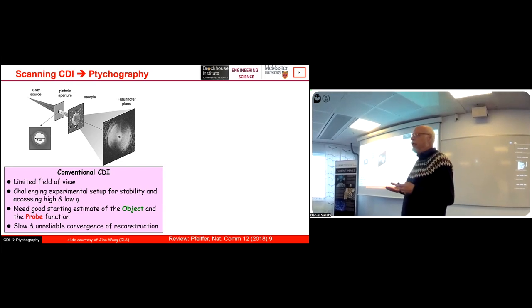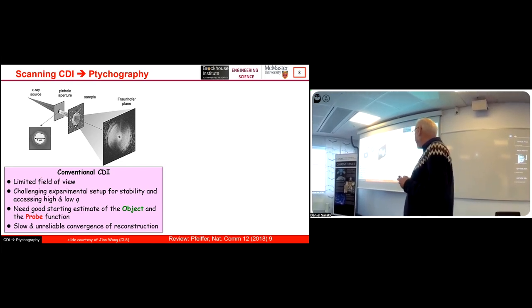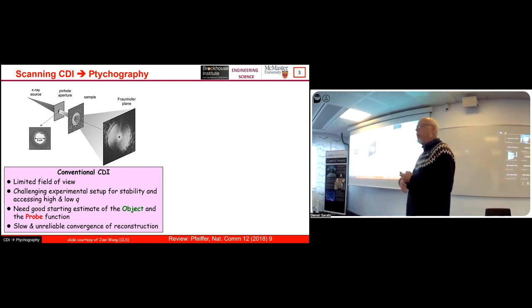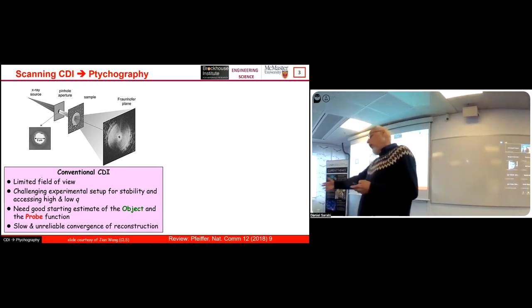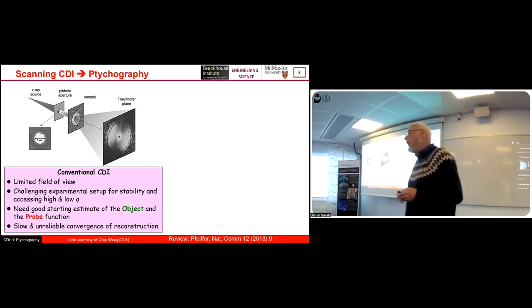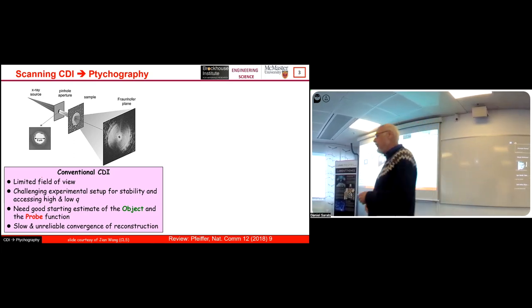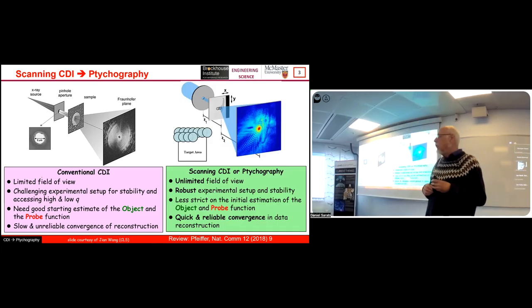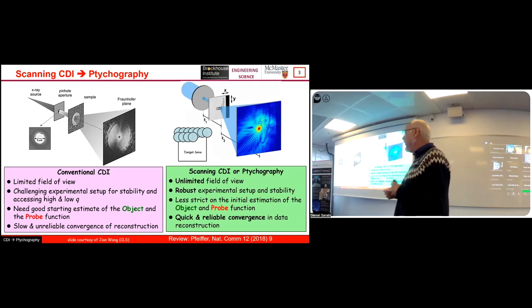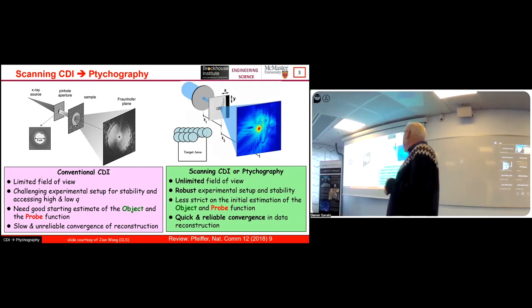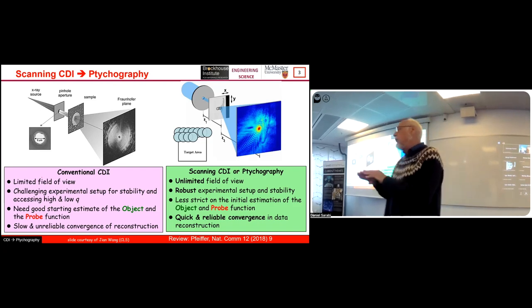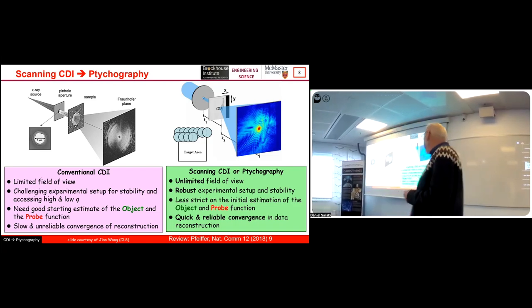If you don't have a decent starting point for your object and probe functions, it's hard to get reliable convergence. And there'd be crazy schemes where you would launch maybe 200 tries at it and you take the 100 best, this sort of thing, which is not the most satisfactory way of doing science. If you add one more component and do what could be called scanning CDI, otherwise known as ptychography, we can use the overlapping space to place constraints on the mathematical reconstruction process.